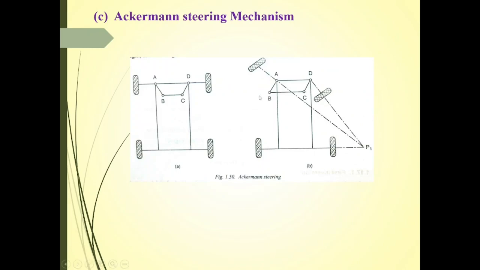Next, the Ackermann steering mechanism, one of the applications of the inversion. Here the wheel is rotating right side and left side. At the same time, the two wheels are turning right side or left side. It follows the same procedure as the locomotive coupling, with the links arranged so they also move to the left side or right side.